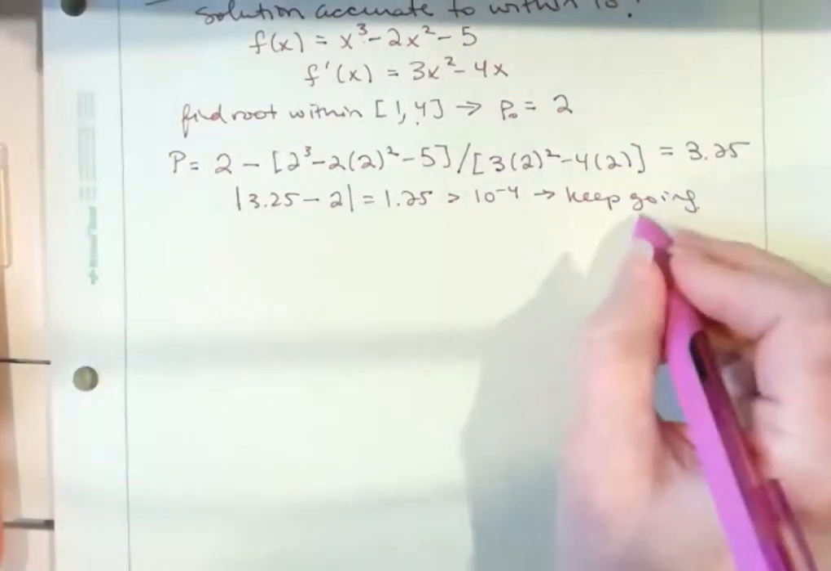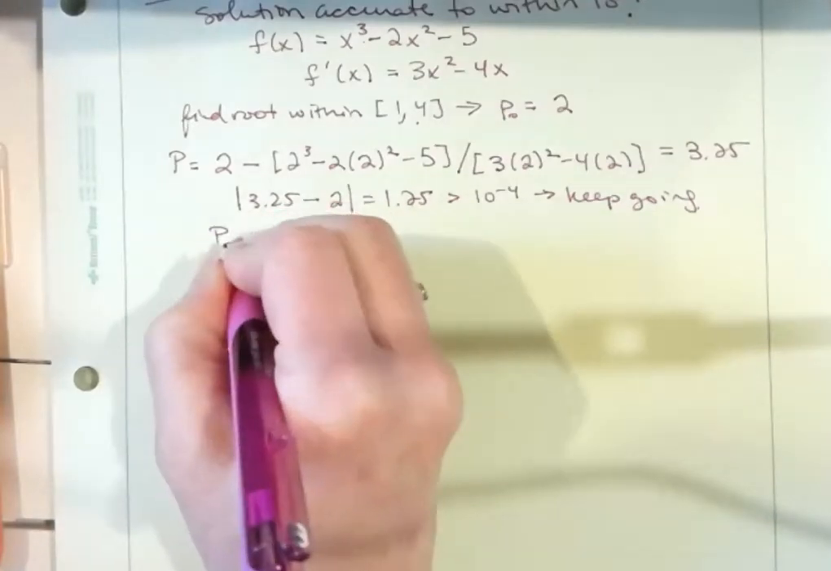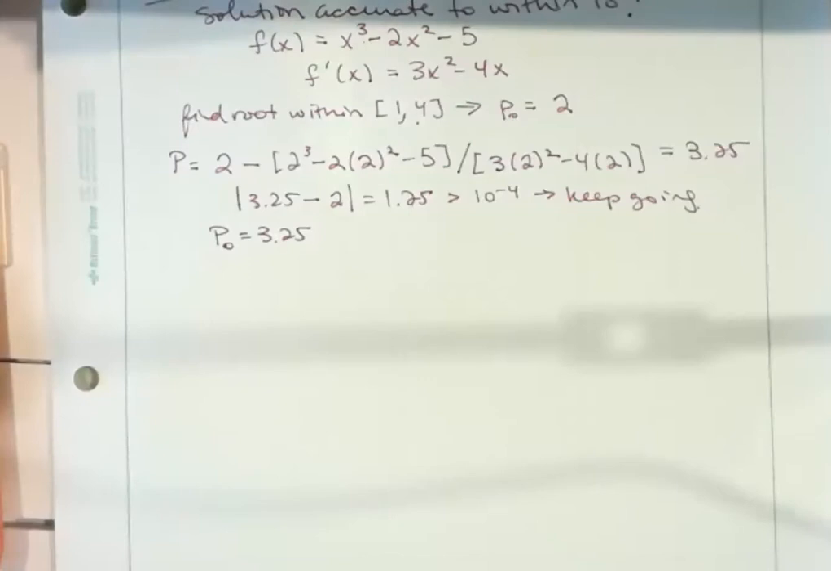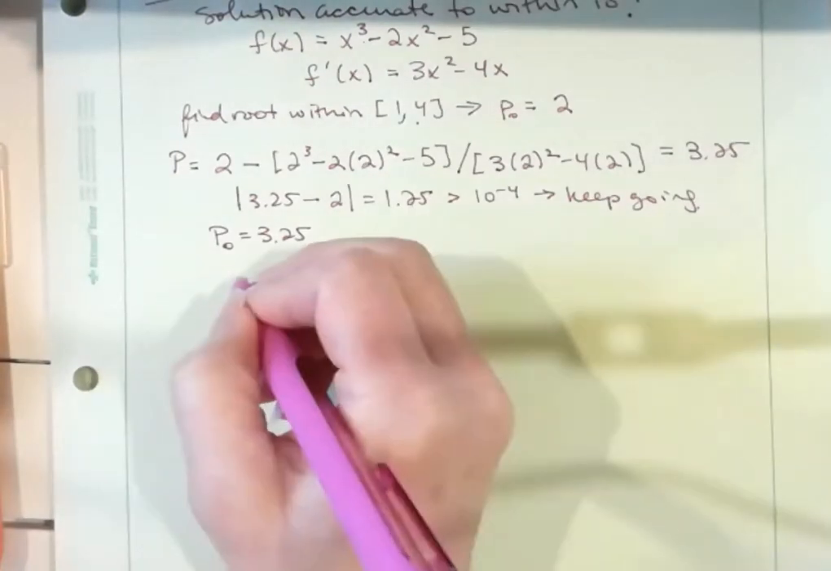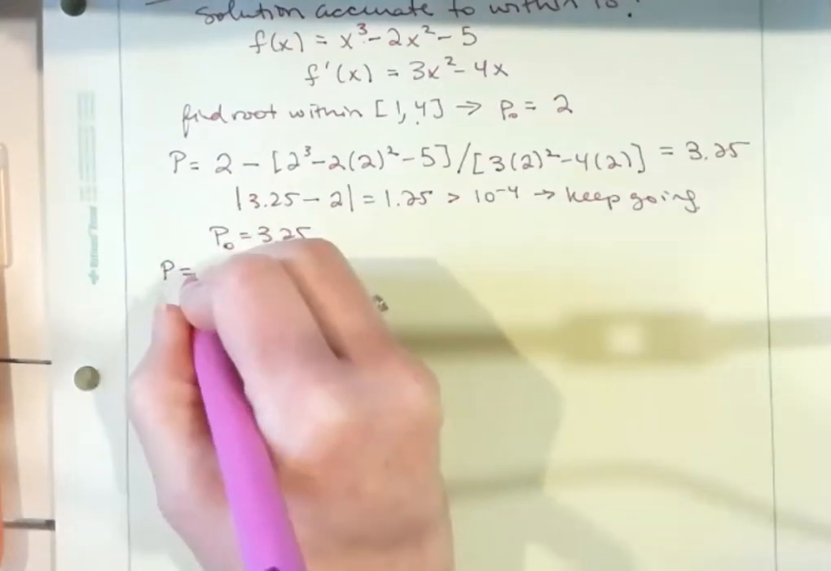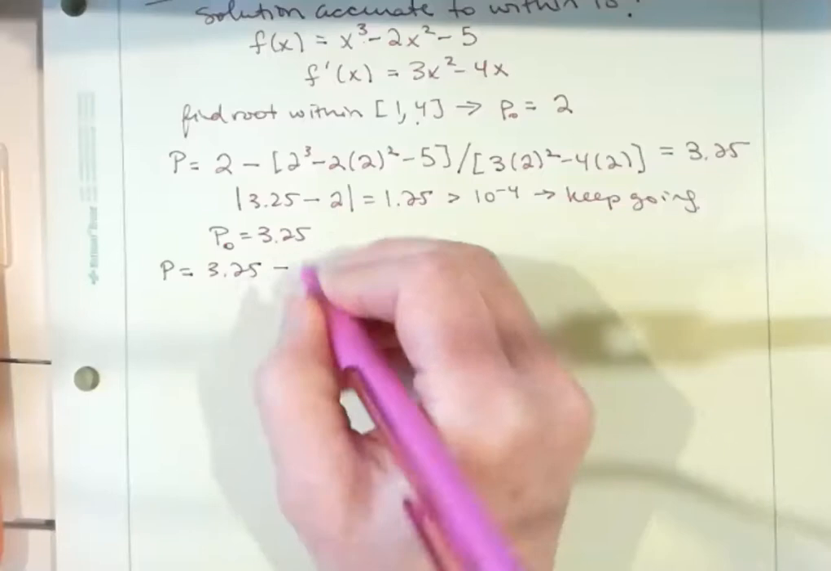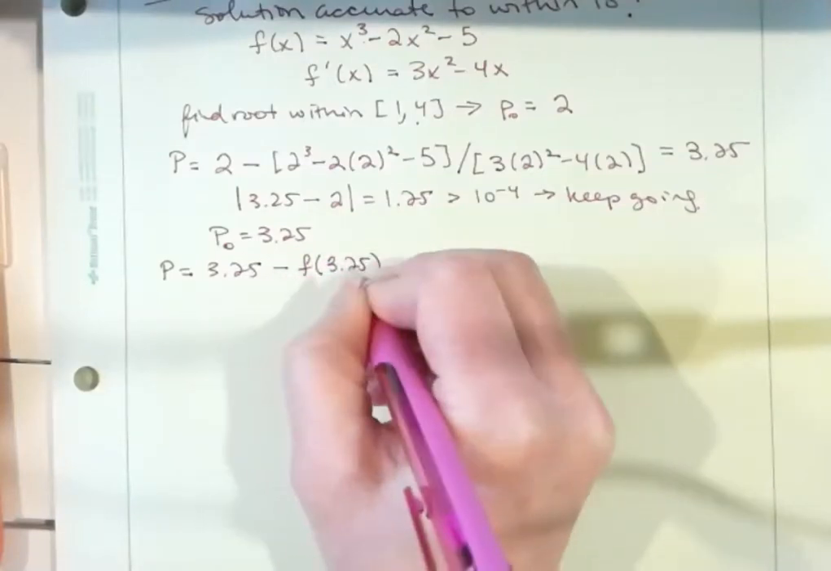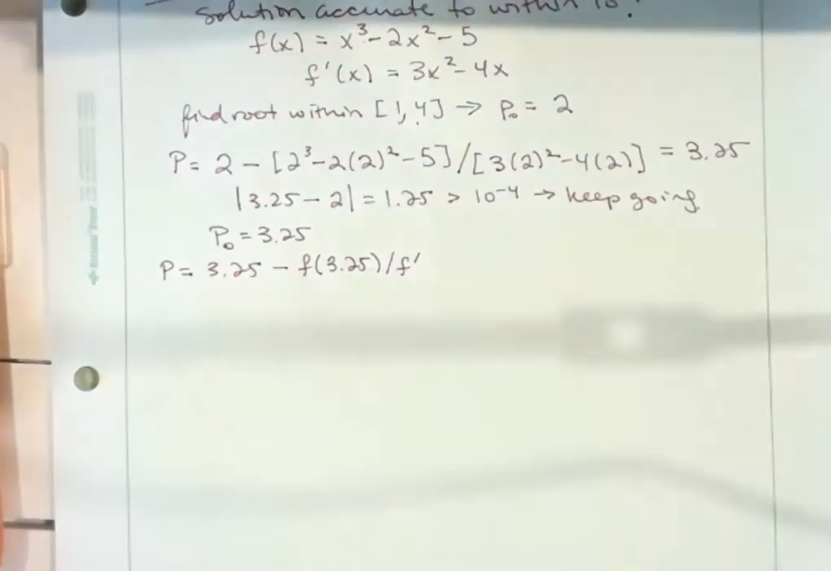All right, so to keep going, now we need to update our initial approximation. So now let's make P0 equal to 3.25. And then we just start the process over again. So now we're going to recalculate P. All right, so P is going to be 3.25 minus your function. So everywhere x is in your function, you're going to plug in 3.25, and then you're going to divide.